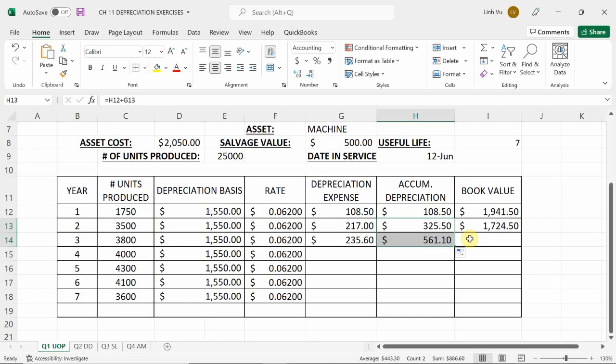Okay. So this one we're going to do 2050.00 minus 561.1. 2050.00 minus 561.1, I got 1488.9. Correct? Okay.